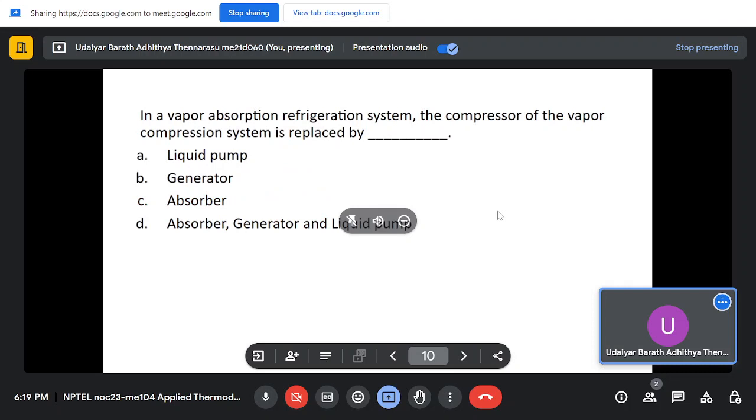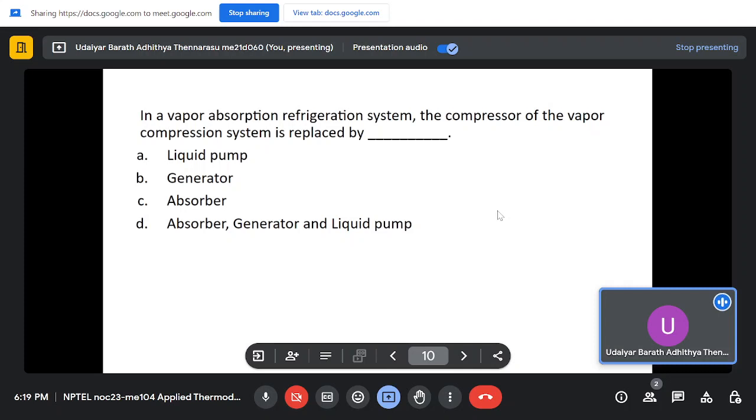So moving on, in a vapor absorption refrigeration system, the compressor of the vapor compression system is replaced by dash. A, liquid pump; B, generator; C, absorber; D, absorber, generator and liquid pump.